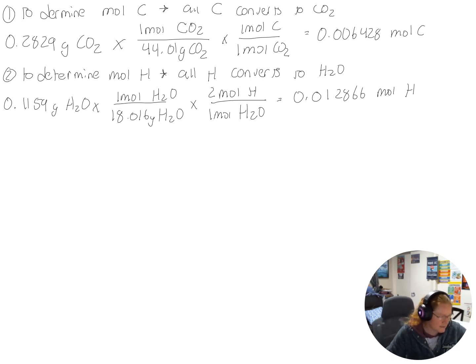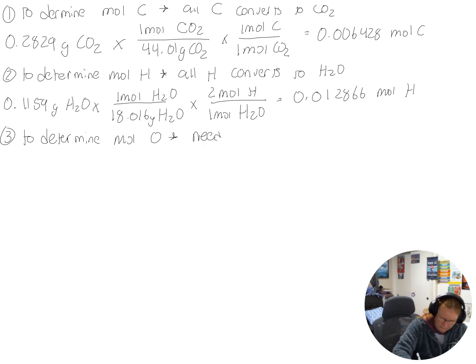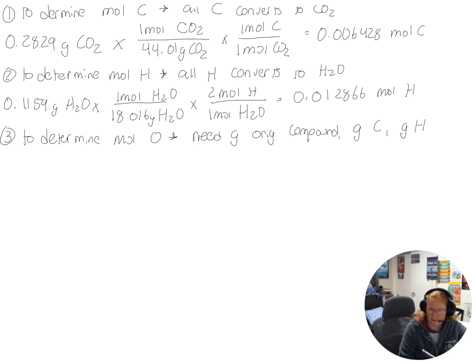Now, what I need for oxygen is grams of original compound, grams of carbon, and grams of hydrogen. Okay, so far so good. There's a lot of steps to this, but it's very systematic. Because if you think about it, we're burning it in oxygen, right? So there's excess oxygen. Carbon dioxide has oxygen. Water has oxygen. So I can't use either of those to figure out my oxygen. I have to do this with the grams of original compound, the grams of hydrogen, and the grams of carbon.